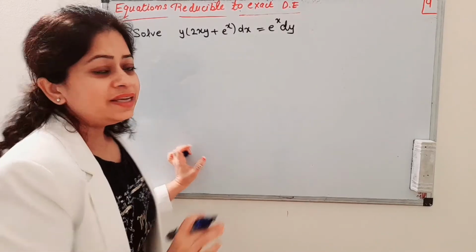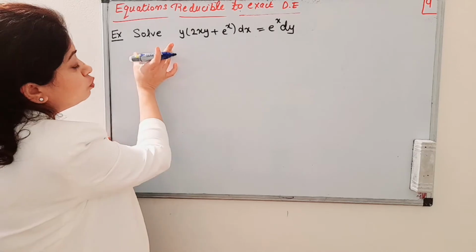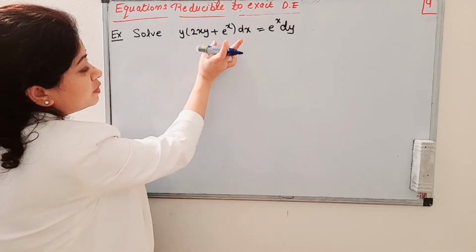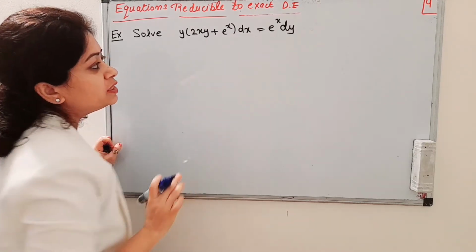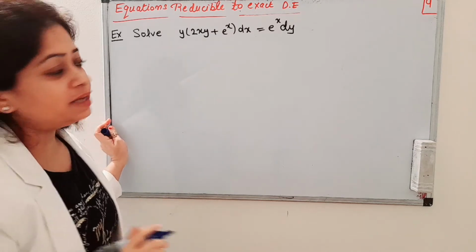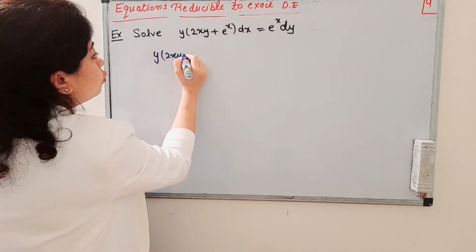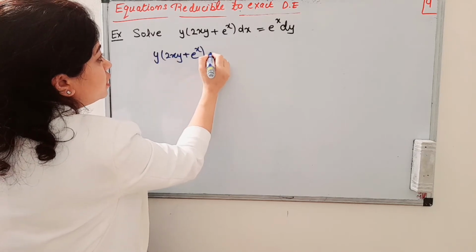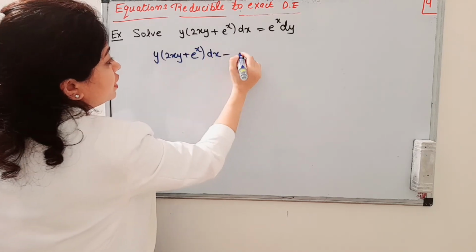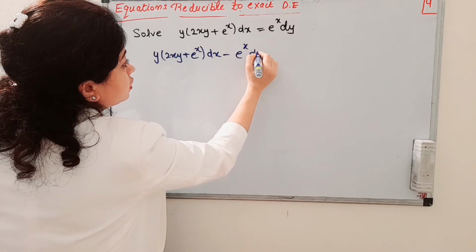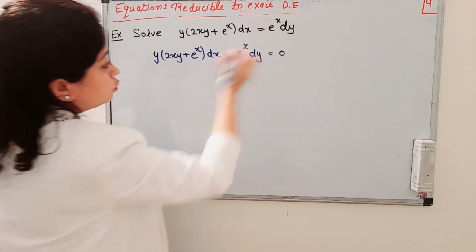So we have this differential equation. We need to solve y(2xy + e^x) dx = e^x dy. Now we can write it as y(2xy + e^x) dx, that is, e^x dx minus e^x dy is equal to 0.